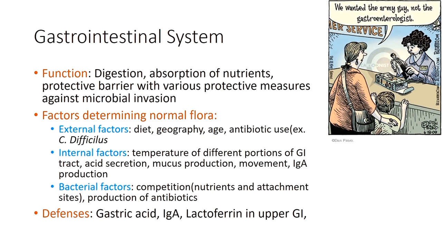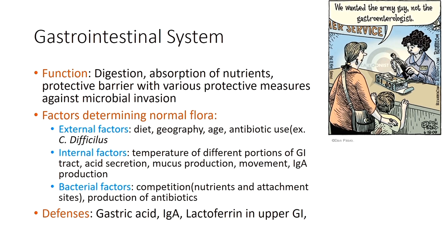Factors that play a part in shaping the different types of flora we find in our body come down to external factors such as your diet, geography, even your age. And if you use antibiotics, as we know, broad spectrum antibiotics increase the possibility of infections such as C. difficile, which we'll be coming to later. We also have internal factors like temperature. We have different organisms in different parts of our gut, such as up in our mouth compared to our colon, because we have different temperatures. That manipulates the different types of organisms we're going to find there.